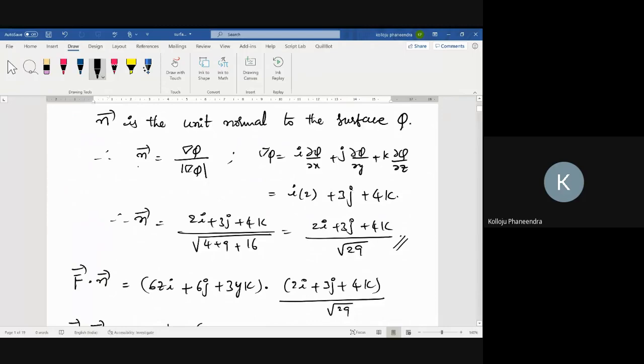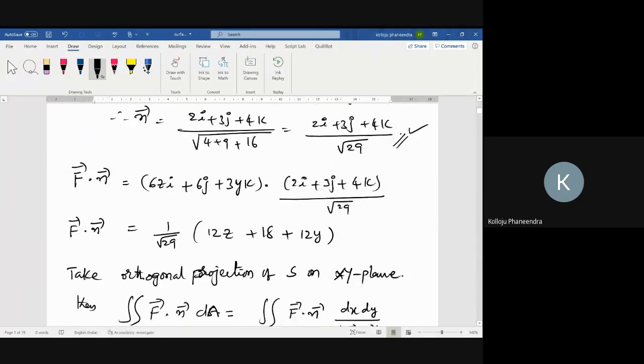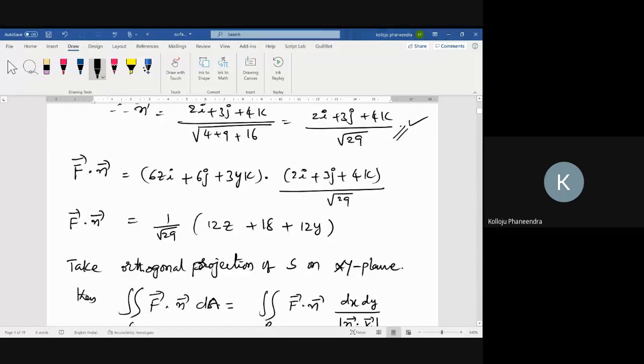Therefore, and its value is this one. Then take f bar dot n bar. I'm getting f bar dot n bar is over, right? To evaluate the surface integral, definitely we have to consider orthogonal projection of S on any one of the coordinate planes. I'm taking the projection on xy plane.